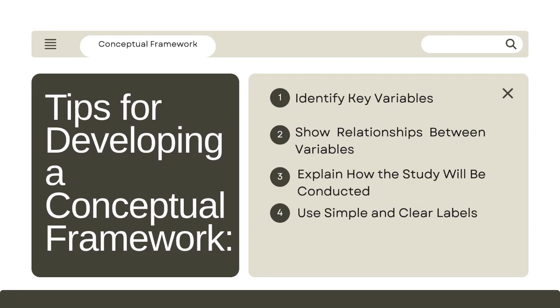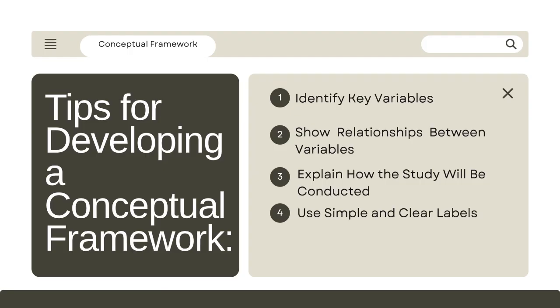Here are the tips for developing a conceptual framework. First, identify key variables. Define your independent and dependent variables. Two, show relationships between those variables. So you can use diagrams, flowcharts, or models. And explain how the study will be conducted. Describe the research process. And last, use simple and clear labels. Ensure clarity in presenting concepts. This must be brief and clear.